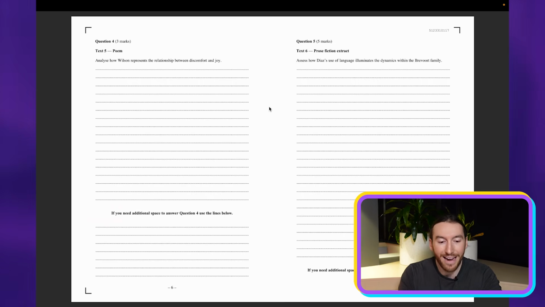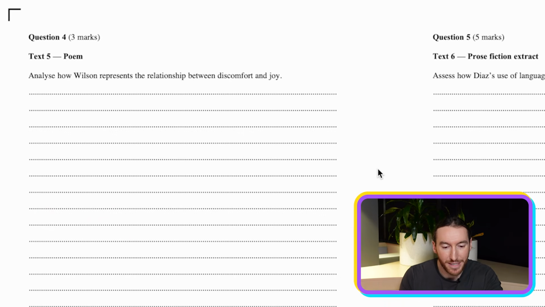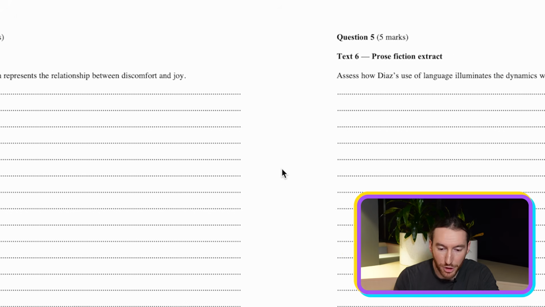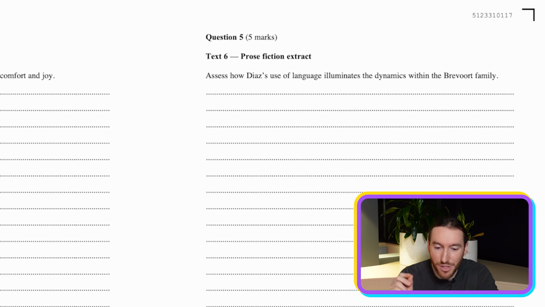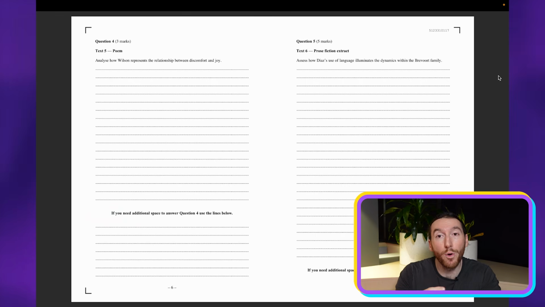Great. Question 4, analyze how Wilson represents the relationship between discomfort and joy. There are 2 key words, 2 clear key terms. Now for question 5, assess how Diaz's use of language illuminates the dynamics within the Brevoort family. Might be saying that wrong. Okay, use of language. Language is mentioned specifically here. Now, even if it just said assess how Diaz illuminates, we would still be talking about language features and techniques. So because it actually says the word language specifically, we do want to at least use that word in the topic sentence. And good news, that is it.